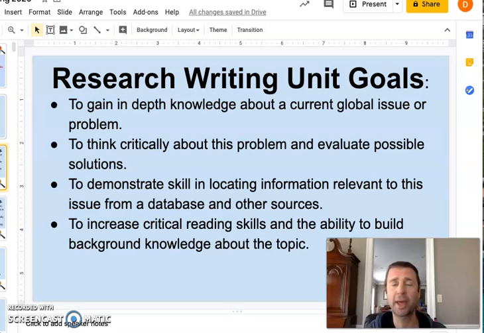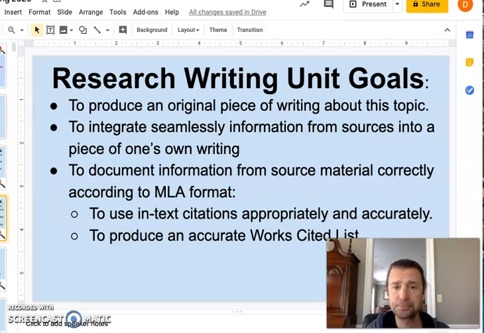And that's where we got into the databases, the EBSCO and Gale databases. Of course, you can use other things too, but those are great sources there. And then producing a piece of writing, of course. So you want to integrate the information seamlessly into your own writing. It should feel like you know something about it rather than just kind of patchworking together different bits of information.